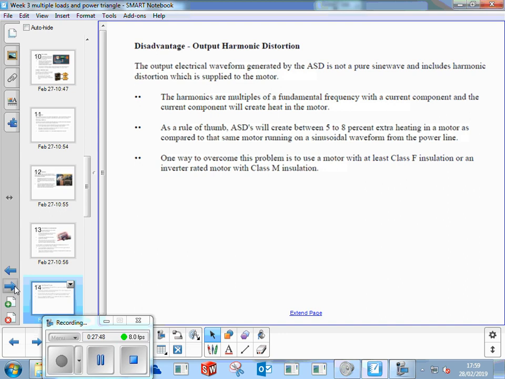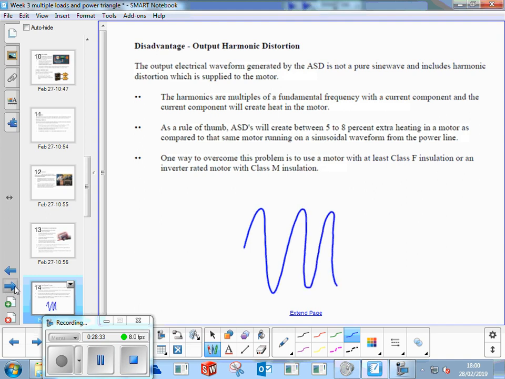Right, output harmonic distortion. Now, those of you that studied with me last year will remember us talking about harmonic distortion in electrical principles and doing some calculations around that. But the output electrical waveform generated by an ASD is not a pure sine wave, it's a reconstructed sine wave. It includes what's called harmonic distortion. That means it's got distortion of higher frequencies than its actual frequency sitting on the top of the normal sine wave. So if this is the normal sine wave the VSD is meant to be producing, it has actually got harmonic distortion sitting on the top and the bottom.